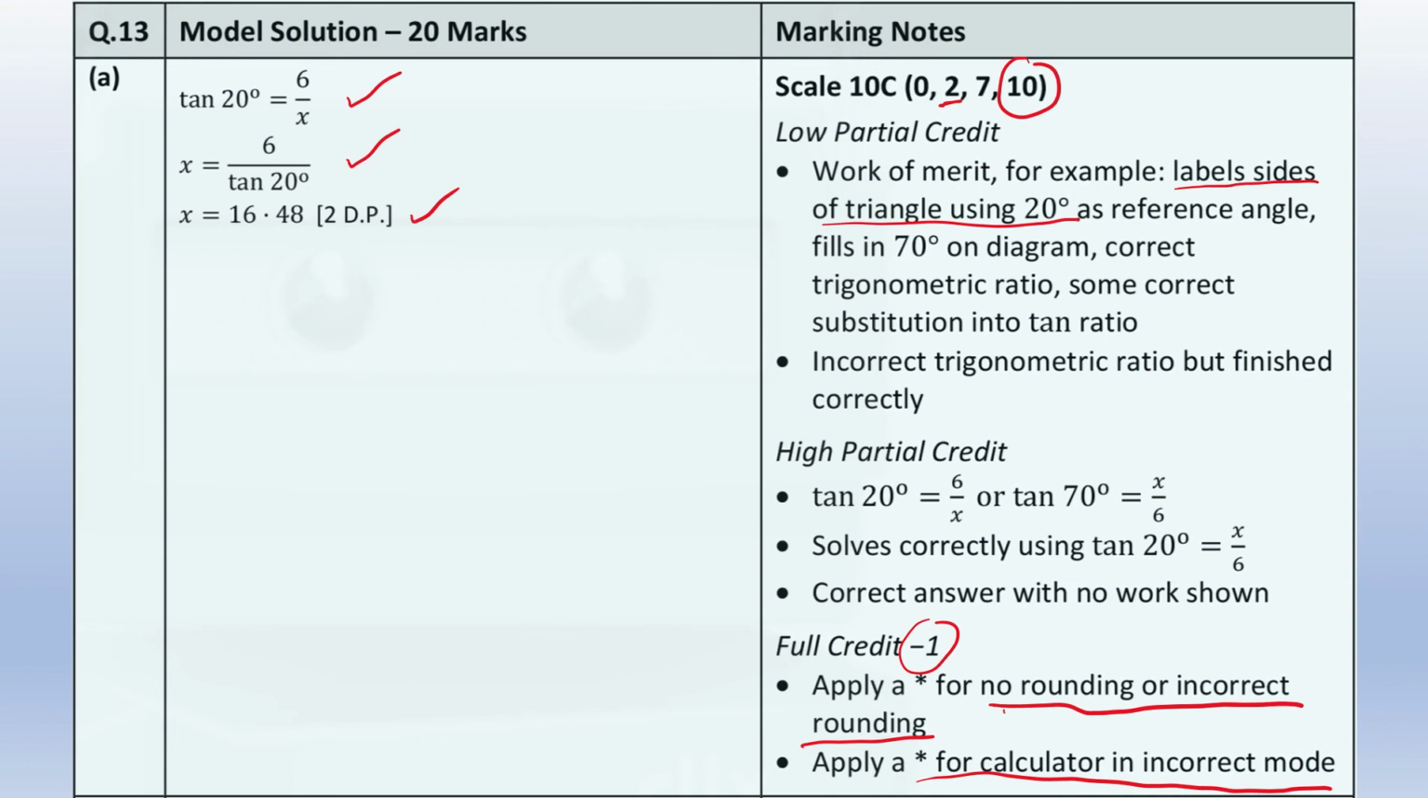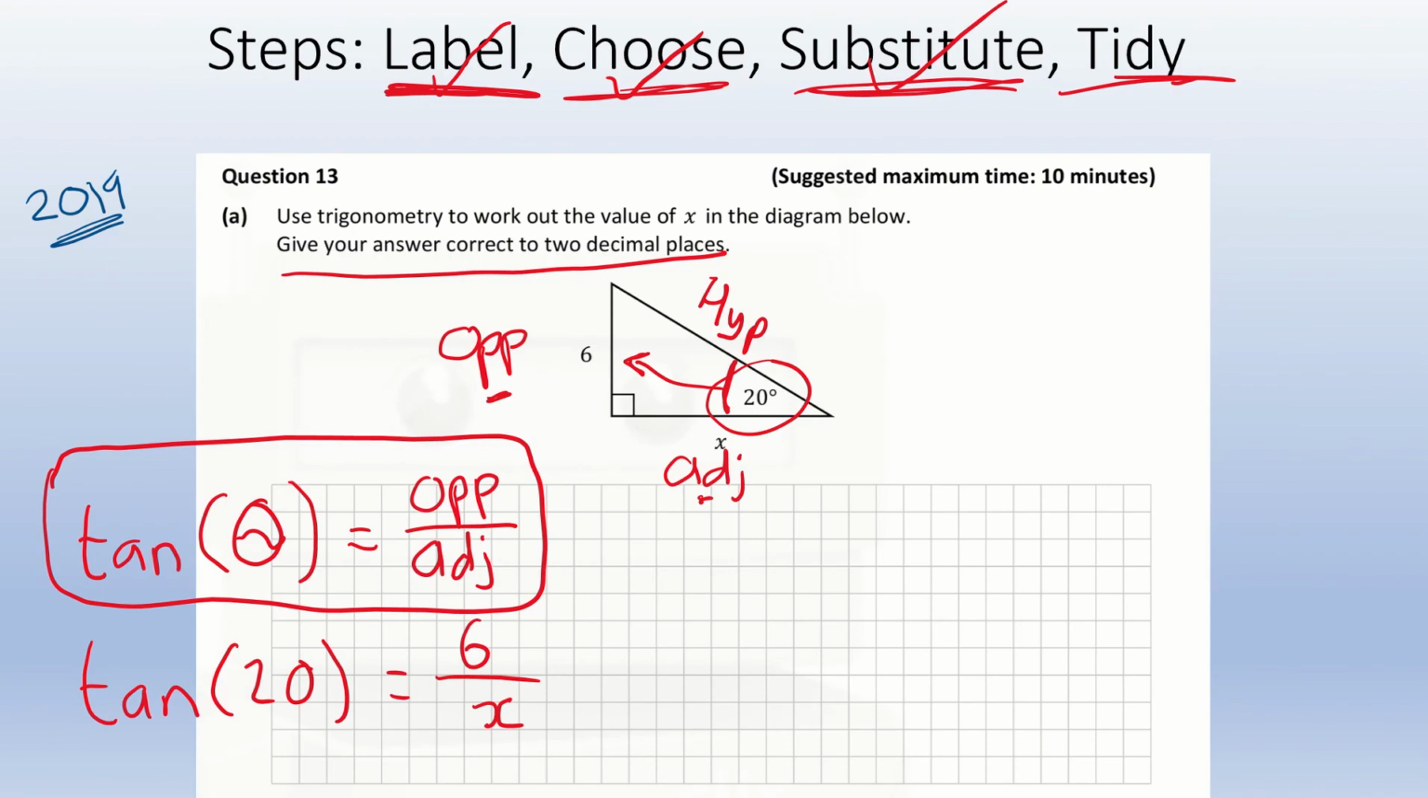Okay, so just to go back over that question, what we did is we labeled our right angle triangle, we chose which trigonometric ratio we were going to use, whether it was sine, cos or tan. We had to use tan in this one because of the information given, because we had our opposite and our adjacent. We substituted in our values and we tidied up.